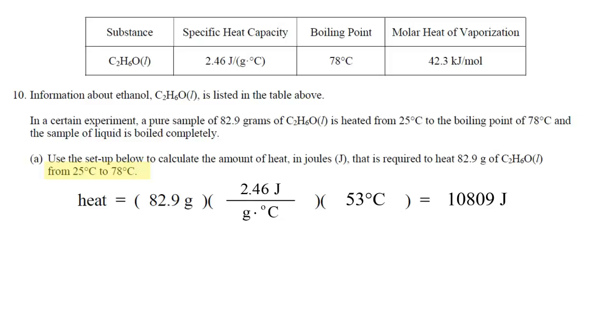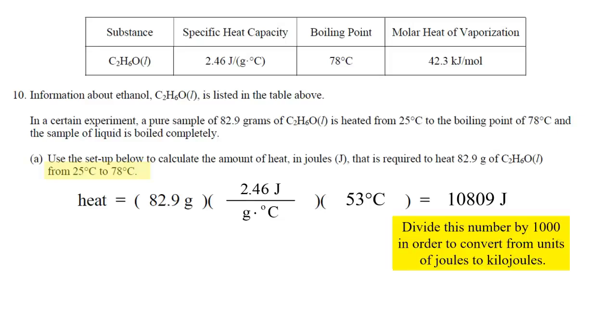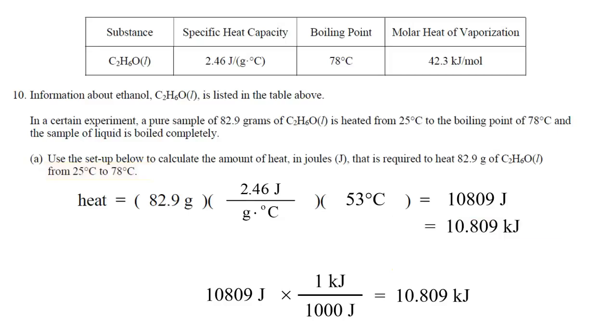Now, if I need to convert this into kilojoules, I will divide by 1,000. So 10,809 joules. There's 1,000 joules for every 1 kilojoule. So when I divide by 1,000, that would be 10.809. I will need that number later on in part C of this question, but my answer to part A in joules would be 10,809. Or, if I want to go to kilojoules, 10.809 kilojoules.